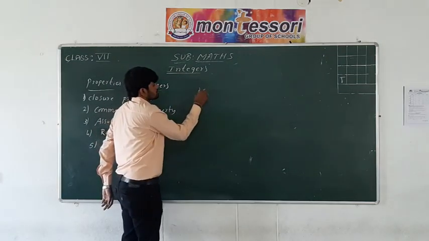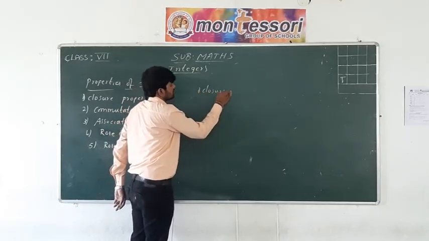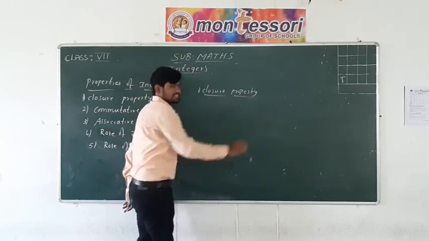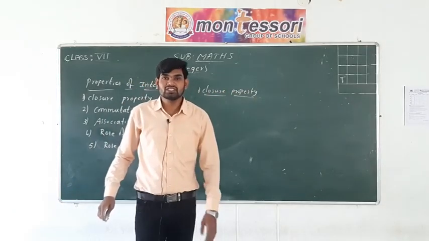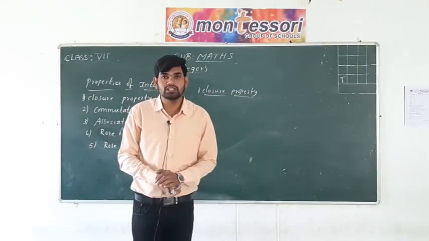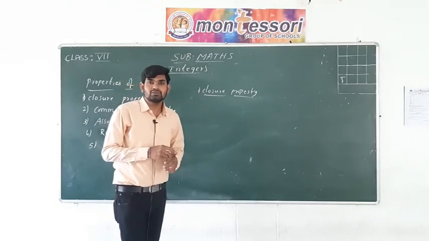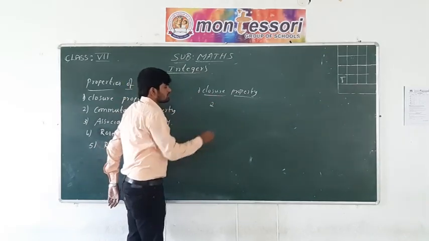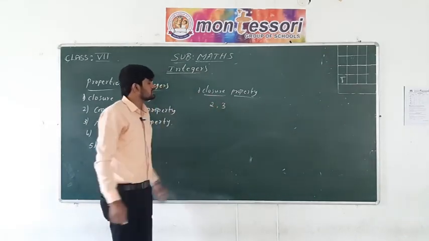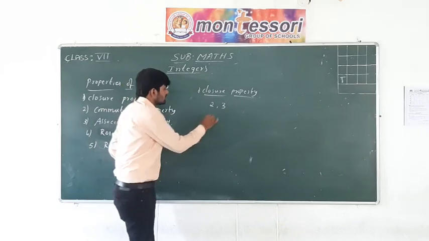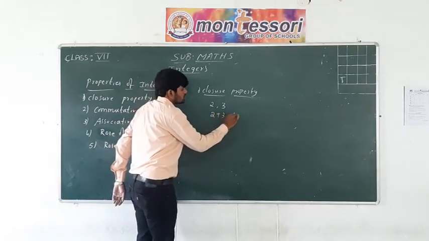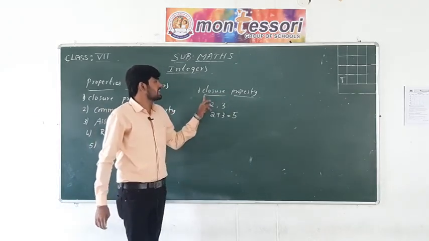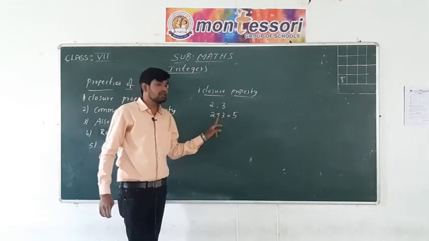First, closure property. So what does the closure property say? Now let us first take natural numbers. In the natural numbers you learned that if you add two natural numbers, what do you get? The sum is a natural number. For example, 2 is a natural number and 3 is a natural number. The sum of these two natural numbers is 2 plus 3, which is equal to 5, where 5 is also a natural number. Now you can say that the natural numbers satisfy the closure property under addition.